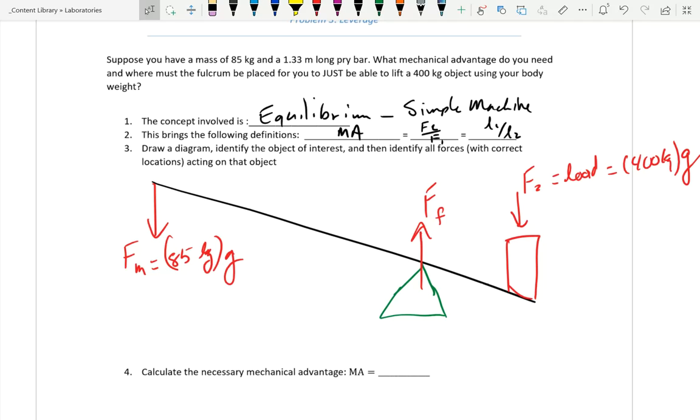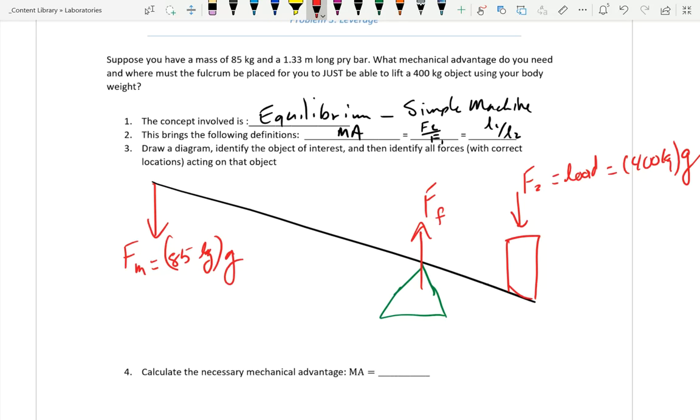Yeah, the force of the fulcrum would be fundamentally the same as the normal force. The fulcrum itself is touching the ground, but the plank isn't. What units is mechanical advantage in? What are the units of newtons divided by newtons? Nothing, that's right. So the mechanical advantage is unitless.